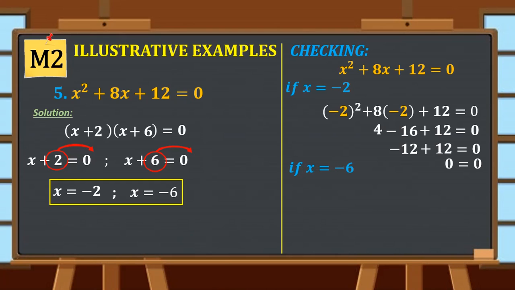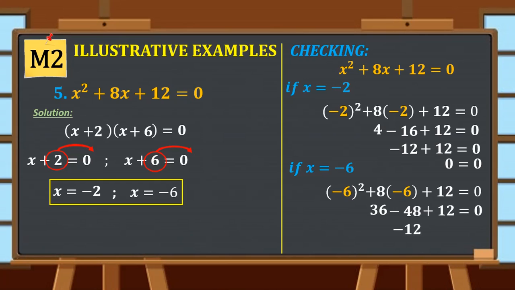Next obtained value, negative 6. So substitute negative 6 squared plus 8 times negative 6 plus 12 equals 0. Negative 6 squared is 36. 8 times negative 6 is negative 48. Then plus 12 equals 0. And 36 minus 48 is negative 12. Then copy plus 12 equals 0. Negative 12 plus 12 is 0, and 0 is equal to 0. So again, we arrive at an equal value, so meaning we solve for the correct values for x. So negative 2 and negative 6.